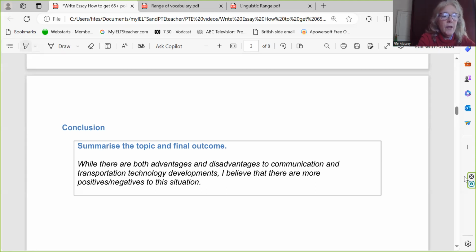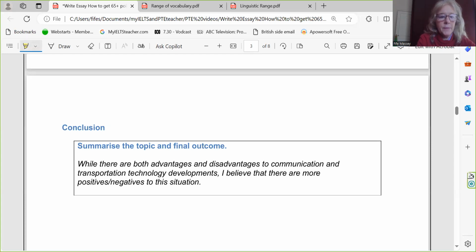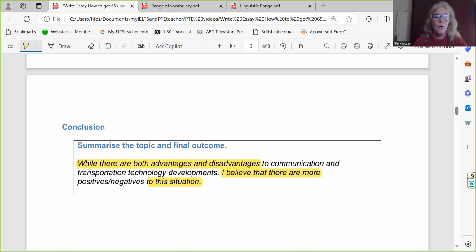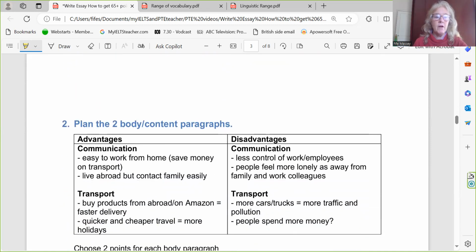So here we've more or less got ourselves a concluding template. While there are both advantages and disadvantages, change the topic for each sentence, I believe that there are more, you have to decide whether you're going to say positives or negatives to this situation. So the highlighted yellow parts are basically a concluding paragraph template, and you just change the information that I haven't highlighted depending on your essay topic. All right, introduction and concluding paragraph completed.